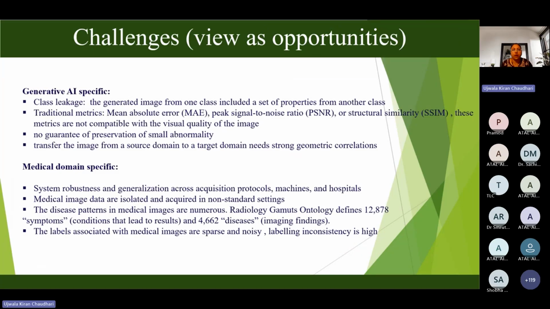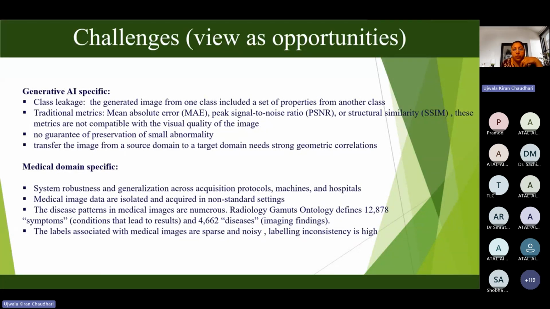Now the important thing is we need to consider the challenges in these advanced AI techniques, for example, class leakage. Because we generate the synthetic data from the real one, we are generating both datasets considering the characteristics of the real one, and with the raw data we are not much bothered about the different classes, right?